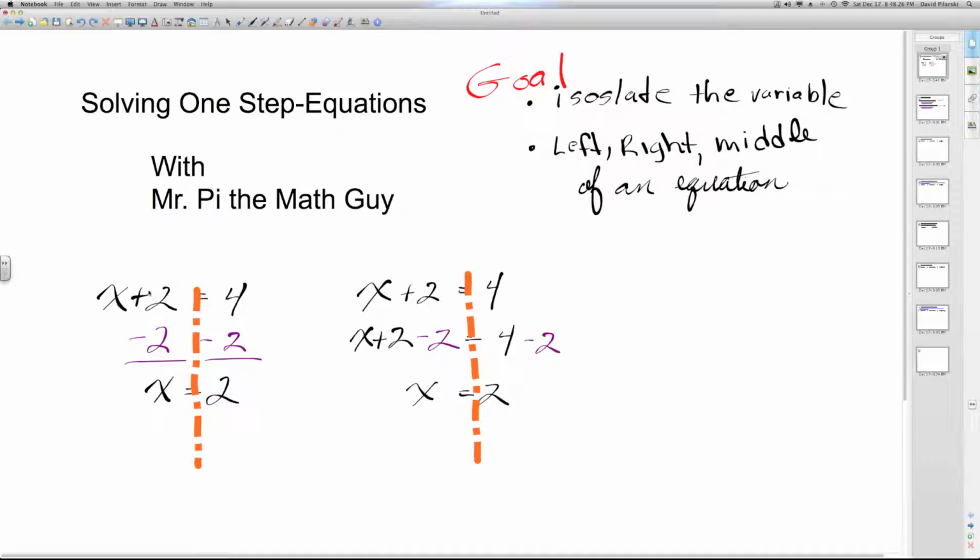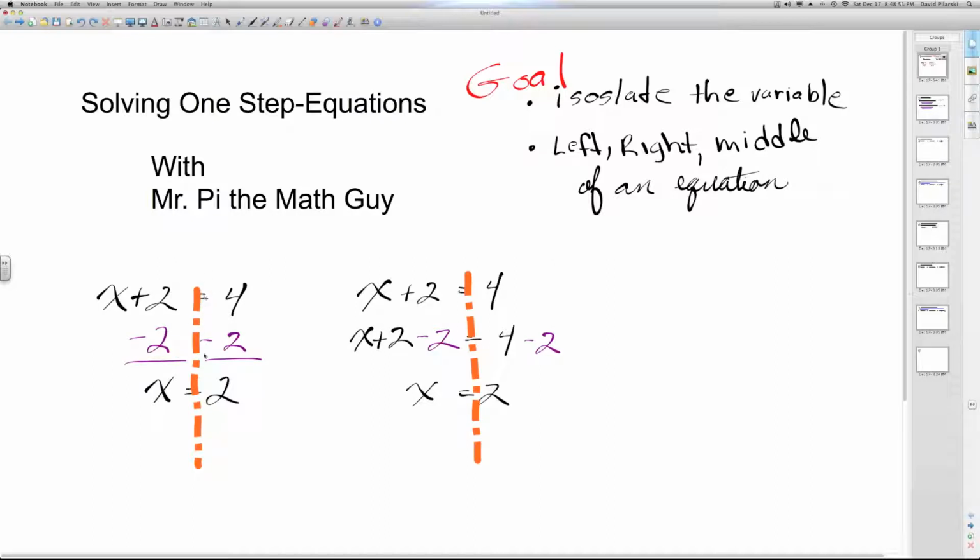To achieve our goal of isolating the variable, we must get rid of this plus 2. What you should know from previous math lessons is that the opposite of plus 2 is subtract 2. We're going to talk about why or how we could justify that in our work in the next slide, but let's just take a look at the fact that I subtracted 2 from both sides of the equation, both the left and the right, the middle being our equal sign.